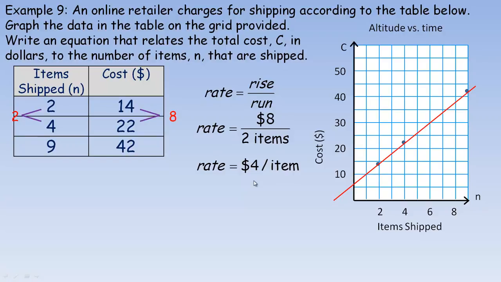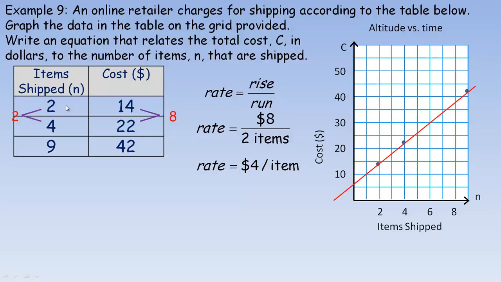So let's write out the equation here. To get the equation, you need the fixed amount. If you look at where the line goes through the vertical axis, it looks like the fixed amount is probably around, it's a little over 5. It's probably around $6. 6, 7, okay, probably closer to 6.